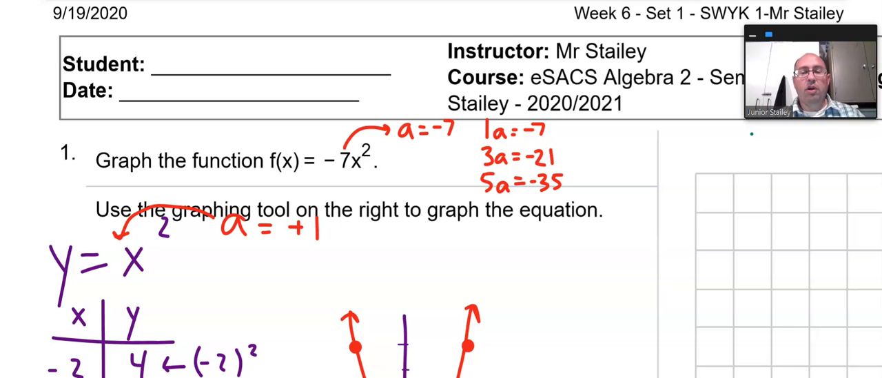All right, we're going to go through things as quickly as we can on each one of these SWYKs, but I am probably going to record maybe an extra optional video that you can use as a resource with some practice problems in it. Anyway, we're talking week 6, set 1, SWYK 1. Let's take a look at some notes here.